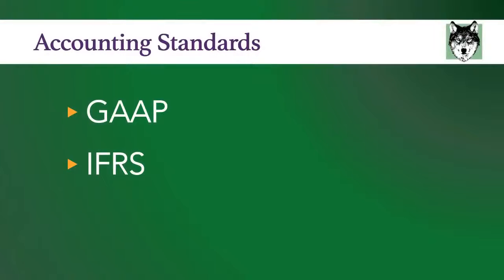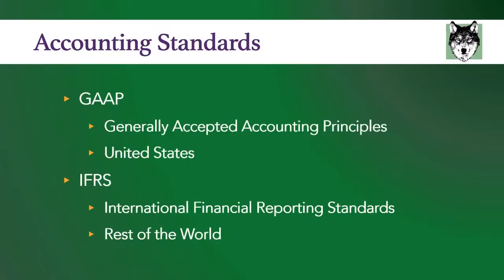First, you need to understand what these things are. GAAP and IFRS are accounting standards. GAAP stands for Generally Accepted Accounting Principles, which is the accounting framework used in the United States. IFRS stands for International Financial Reporting Standards, which is the accounting framework used in the rest of the world.